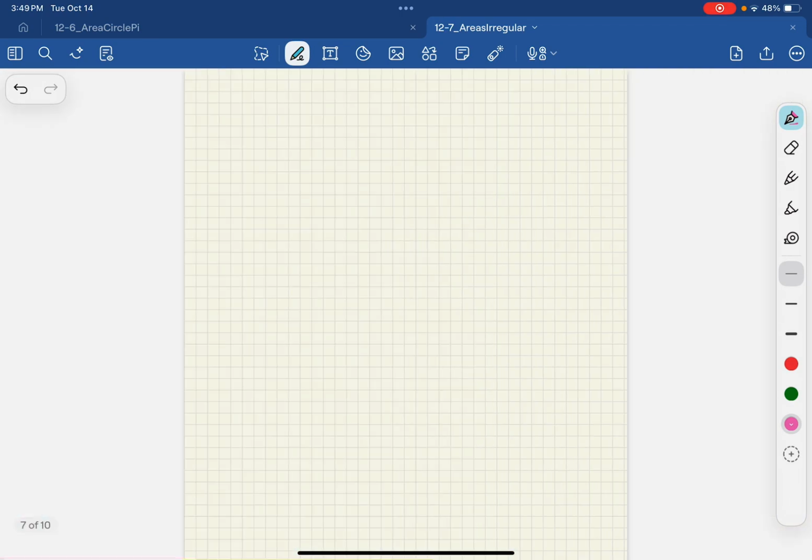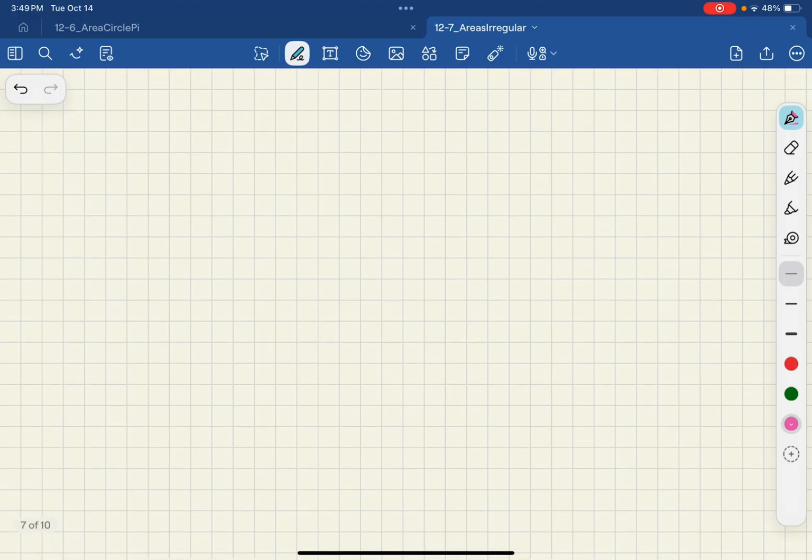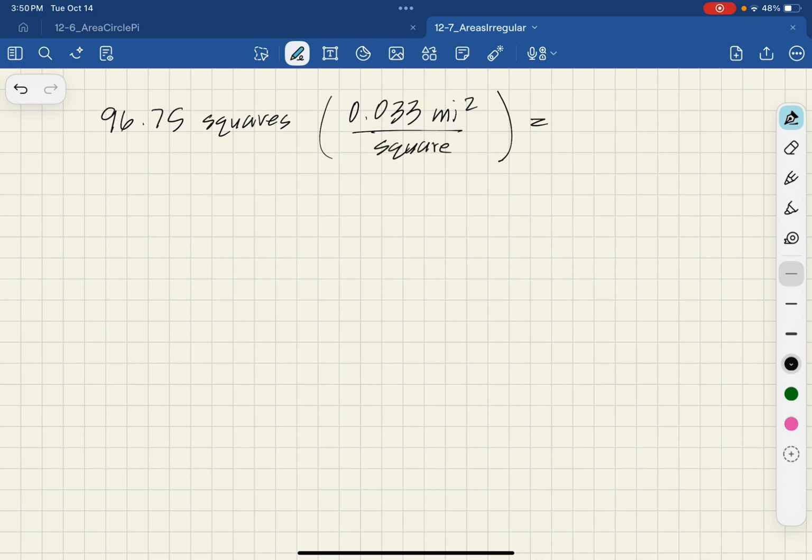So let's go ahead and figure out an answer here now. What did we get? I'm going to change my pen color to black and say, well, we got 96.75 squares. And we're going to multiply that by 0.033 square miles per square. And what we're going to get is an answer out in square miles. So I'll take this number times 96.75, and I'll get 3.198.